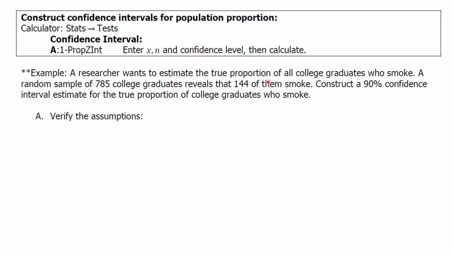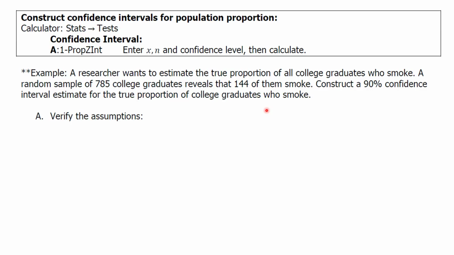So let's do an example together. In this example, a researcher wants to estimate the true proportion of all college graduates who smoke. A random sample of 785 college graduates reveals that 144 of them smoke. Construct a 90% confidence interval estimate for the true proportion of college graduates who smoke. A first asks us to verify the assumptions.